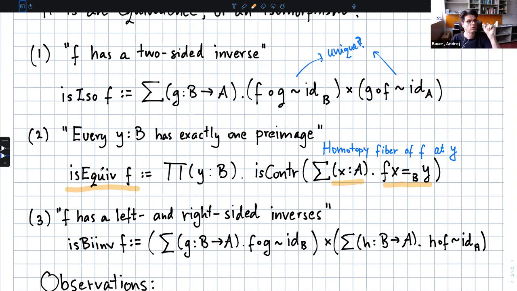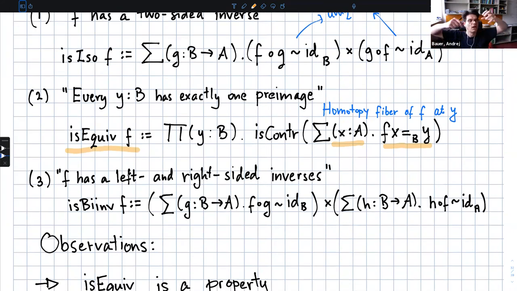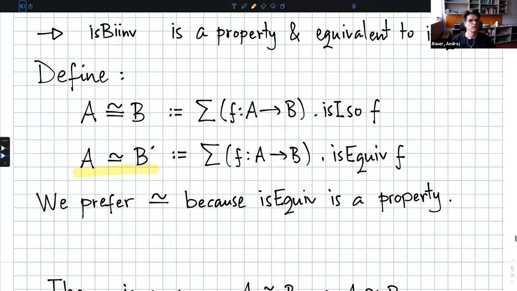And this one is preferable because it's a property, which means we don't have to keep asking ourselves, oh, but what if it is an equivalence in a different way? You see? So it's important. This is what makes it workable. This is what saves us from constant worries that all this higher structure is somehow making things complicated. No, if it's a property, that just means everything will collapse, and there's just one way in which we do it. We don't have to worry. So that's the preferred way of saying that two types are equivalent, is to have an equivalence. So we can have two definitions. Is BINV equivalent to is iso? You mean, no, BINV is equivalent to is equiv. Oh, here.